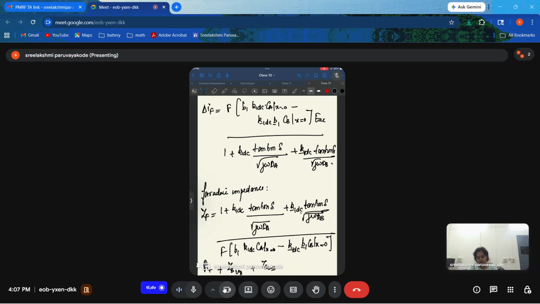So if there is rapid mass transfer happening, you can say that CA and CB values are fixed. And in that case, when K1 DC is increasing and K minus 1 DC is decreasing, you'll see that RP is decreasing. Just give me a moment.